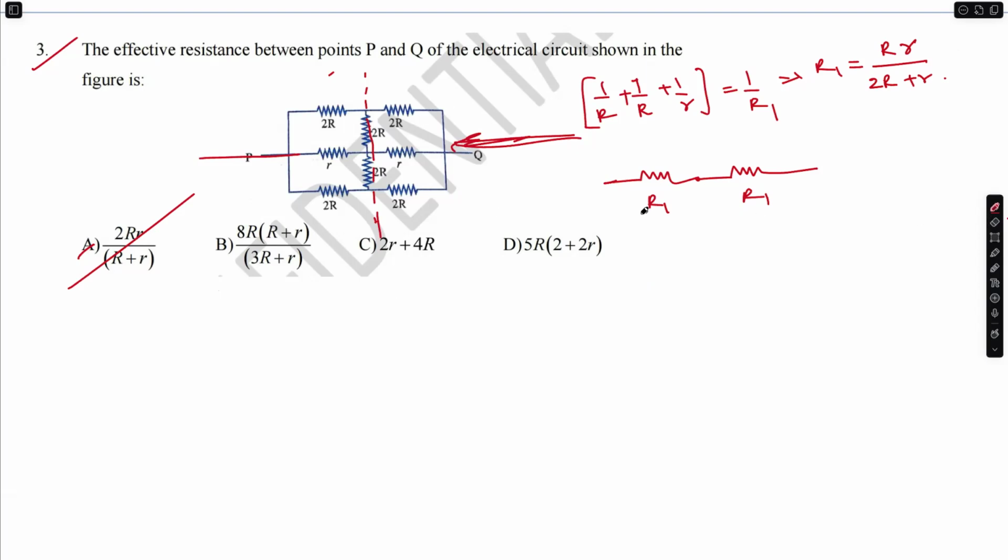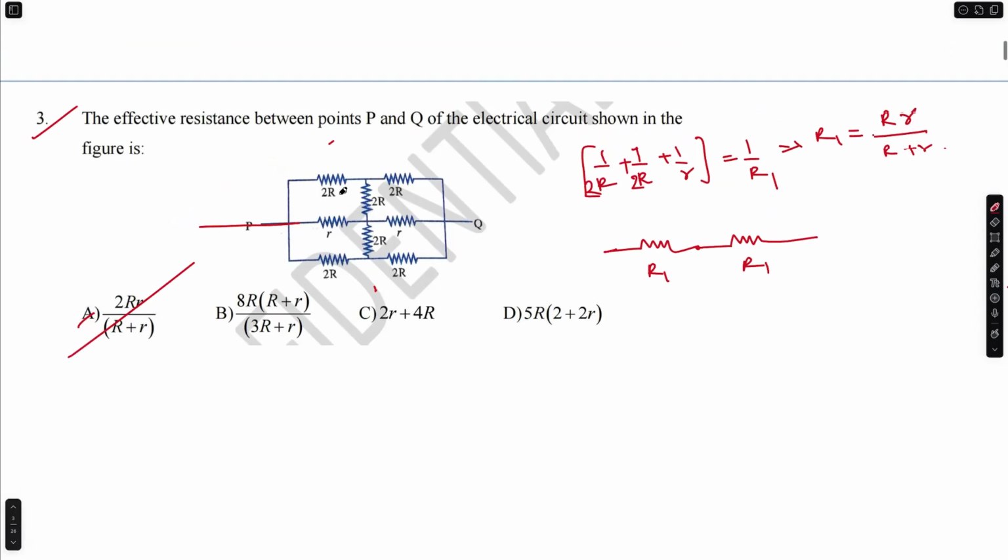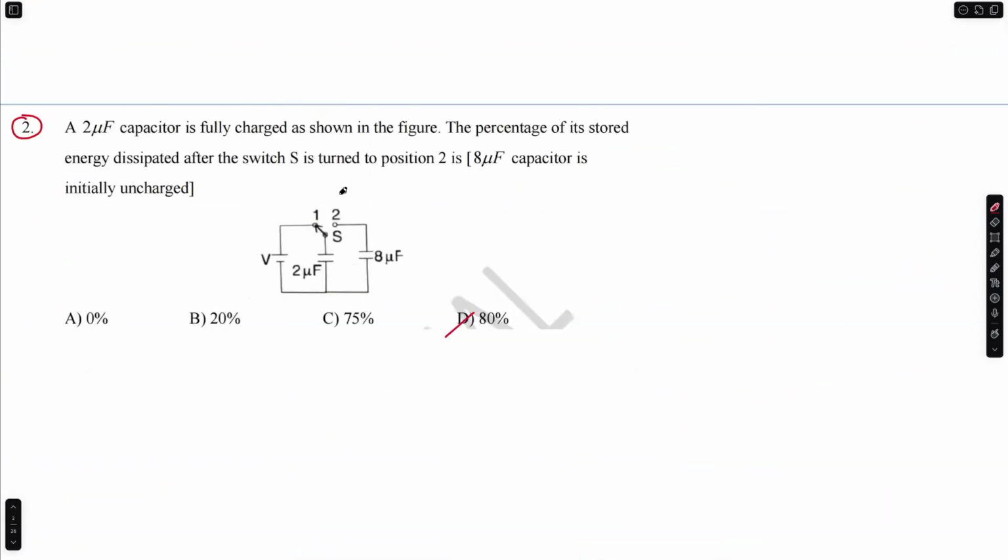1 minute. 1 minute. Oh, correct. So what will happen is you will have 1 by 2, 1 by r. This is the case, right? Thank you. Right. Clean hit once again.